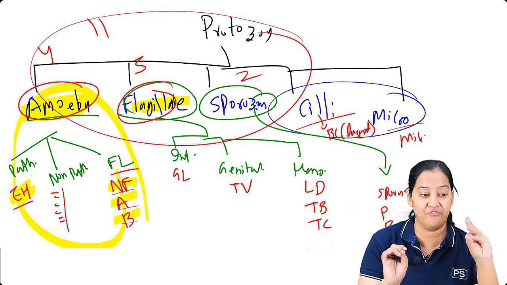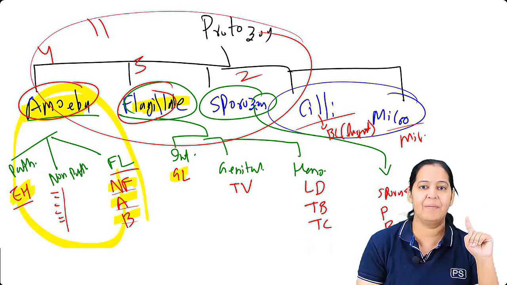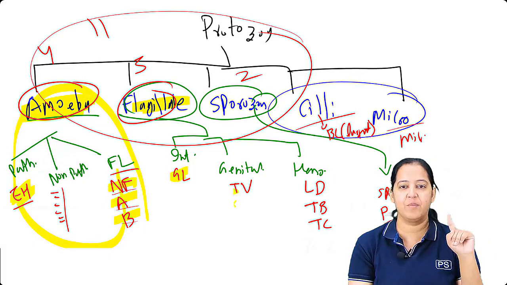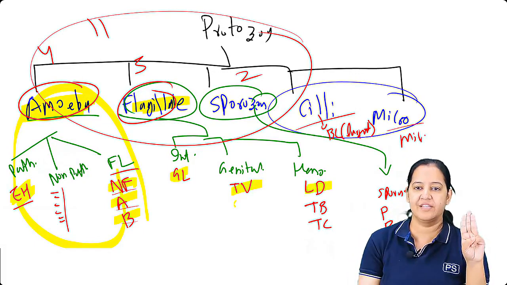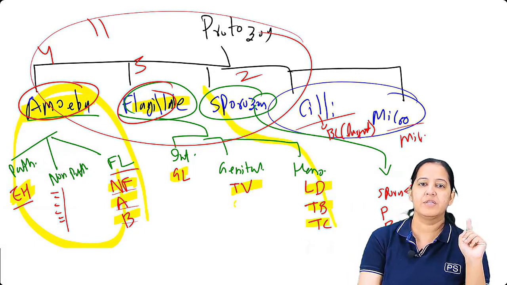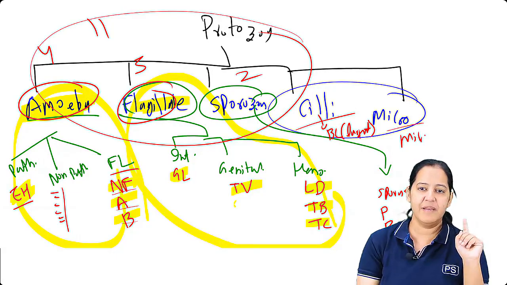In flagellates I am going to teach you 5 flagellates. Giardia lamblia, that is intestinal. Then Trichomonas vaginalis and the 3 hemoflagellates: Leishmania donovani, Trypanosoma brucei, cruzi. These are all given on page number 2 and 3, in which the Leishmania one is missing.